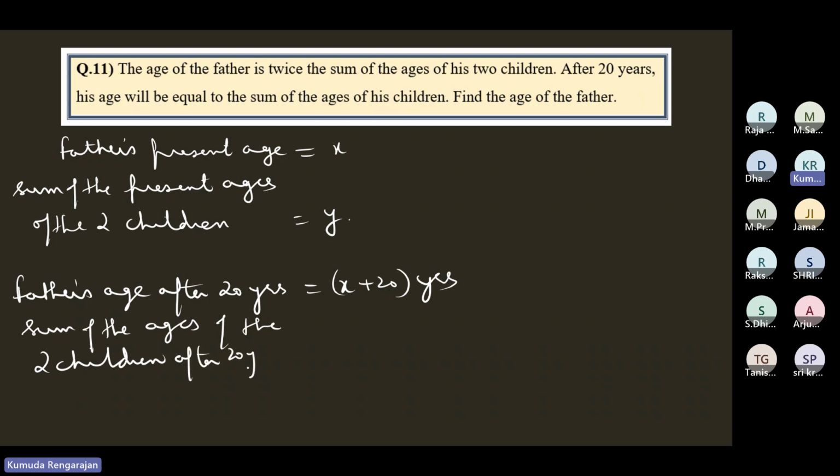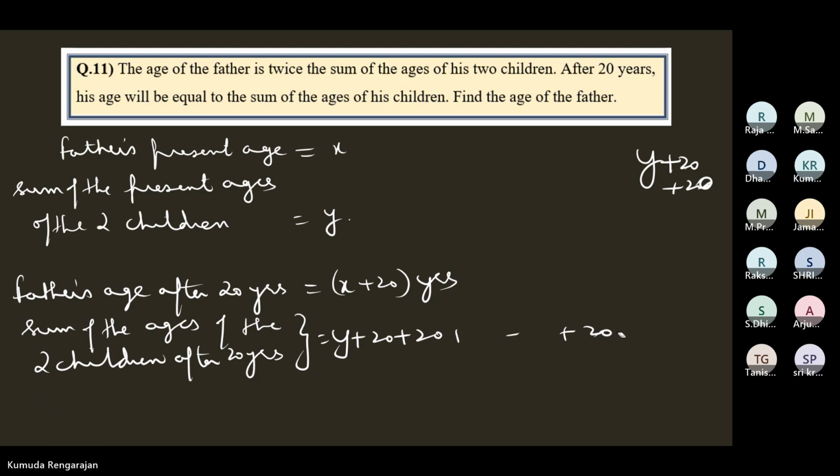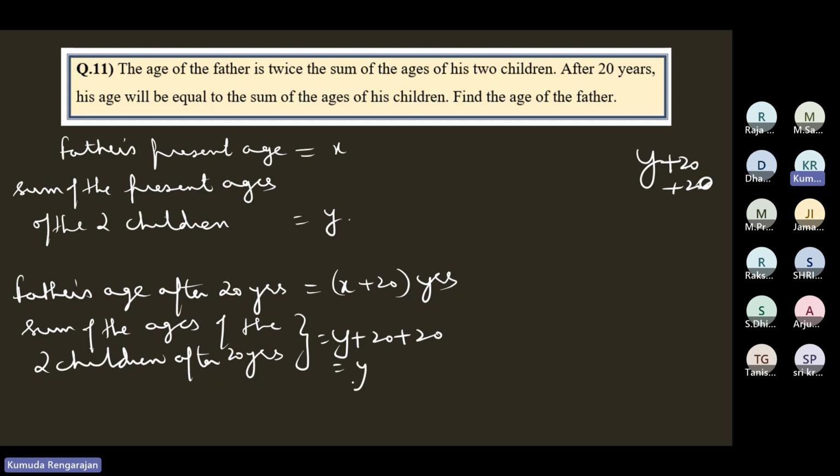After 20 years, now y has 2 children in it, meaning y is the sum of the ages of 2 children. Each of them will grow older by 20 years. So it will be y plus 20 plus 20. Supposing 3 children, another 20 you should add. 4 children, another 20. 5 children, another 20. Each of them will grow older by 20 years. So here, since there are 2 children, 1 will grow older by 20 years, the other also by 20. So y plus 40 will be the sum of the ages of the 2 children after 20 years.